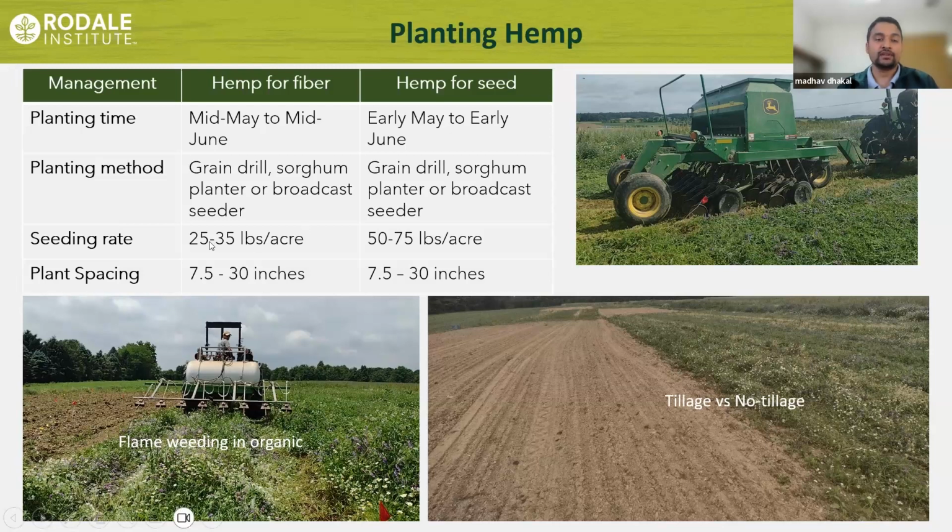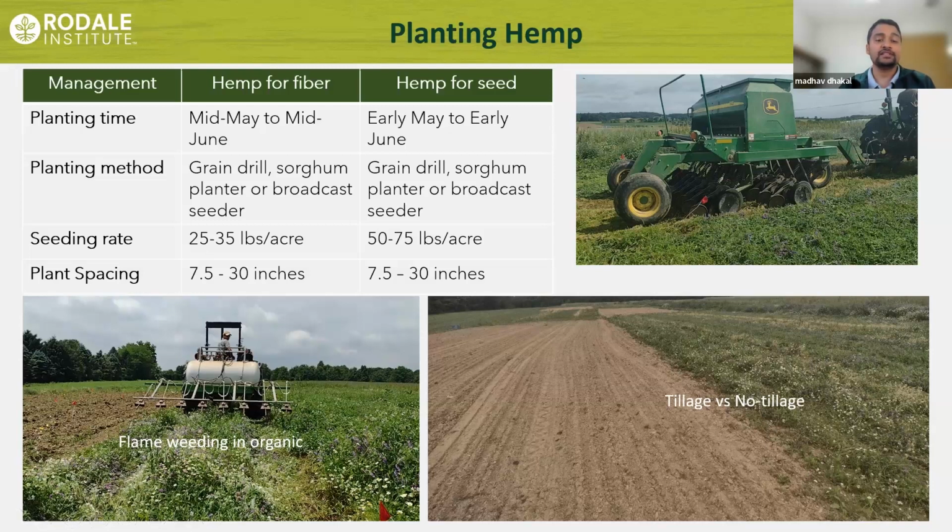Seeding rate for fiber hemp is 25 to 35 pounds per acre, and for seed hemp it is 50 to 75 pounds. For the Santica, it should be like fiber hemp. Fiber hemp is 50 to 75 pounds, whereas seed hemp is 25 to 35 pounds per acre.